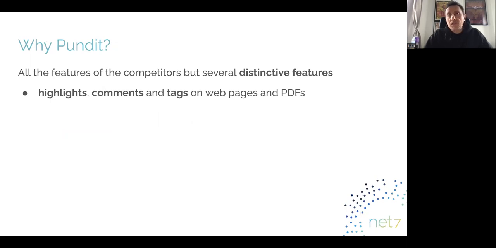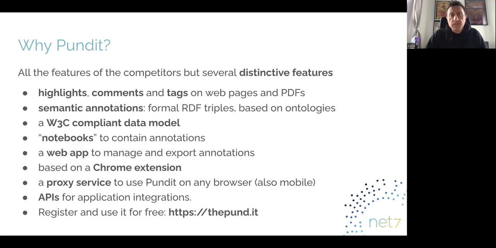Pundit is definitely not the only web annotation tool around, but it has some distinctive features with respect to the competition. On the one hand, it does everything that the competitors do: highlighting, commenting, and tagging on web documents. But it also allows you to create semantic annotations, that is formal RDF statements based on an ontology, which allows the notes to be very precise and very useful for, for example, further reuse.